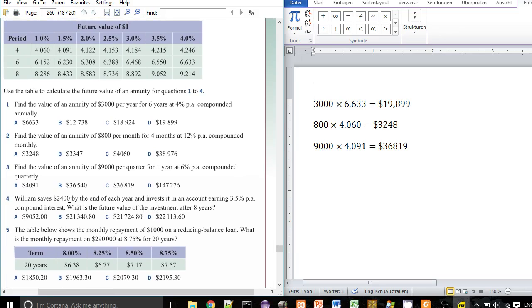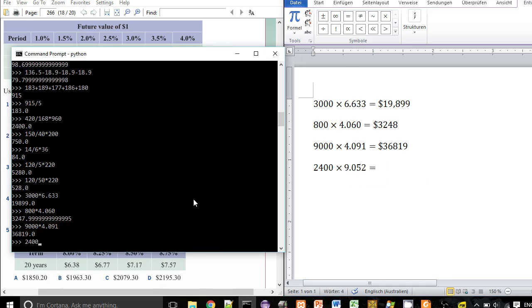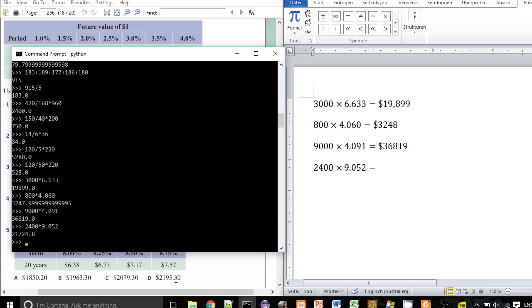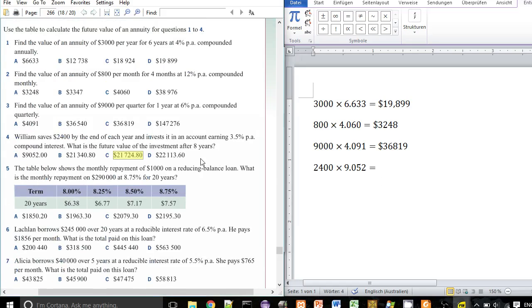By the end of each year. Okay, whatever. So it's just the same thing. It's just per year. So 8 years, 3.5%. So this is our number, 9.052, equals whatever. 21,724 and 80 cents. It's really dull. This is why maybe I should have done more examples, but I really feel like it's a simple topic. I won't write it down, I can't be bothered.